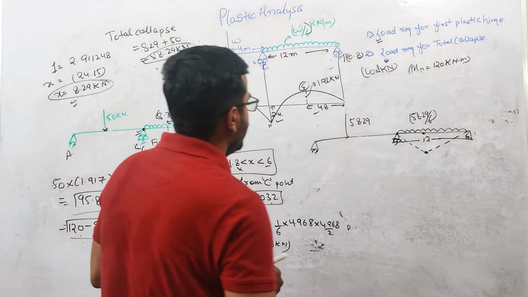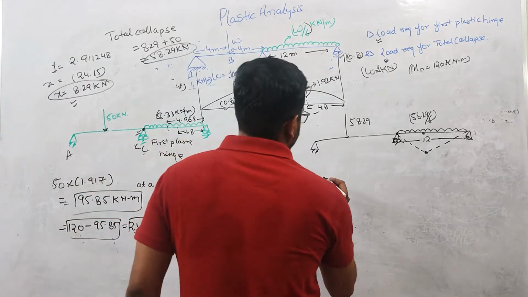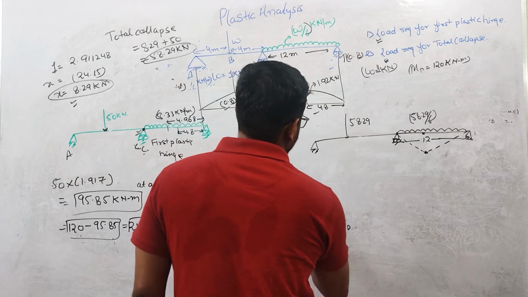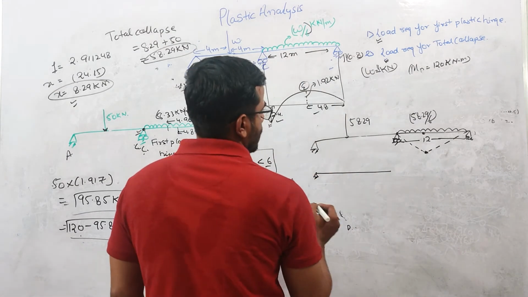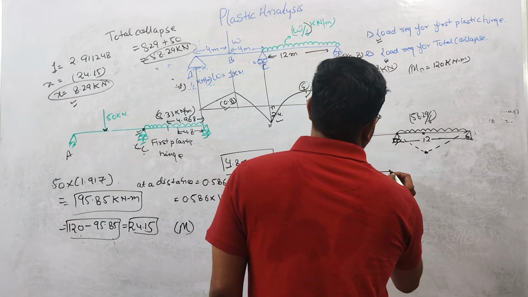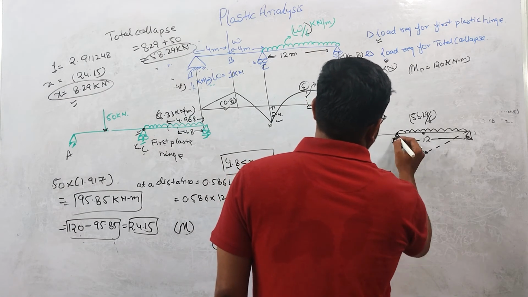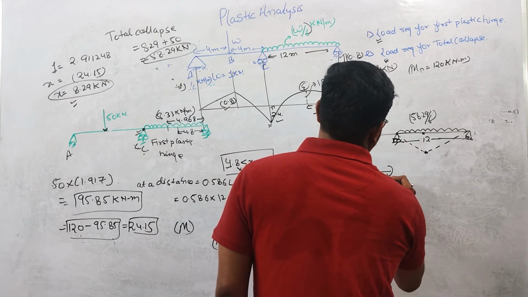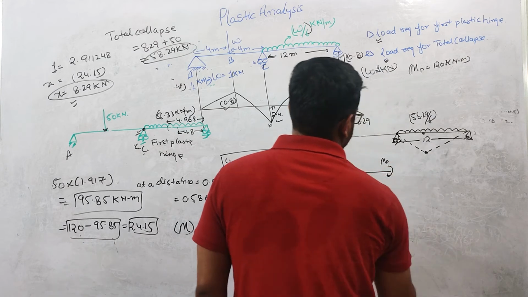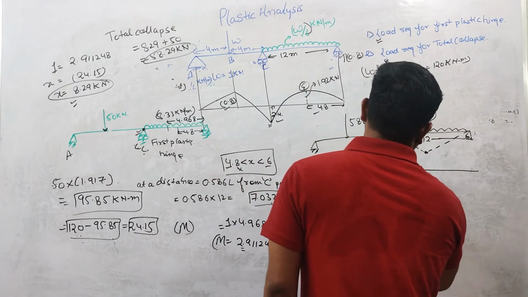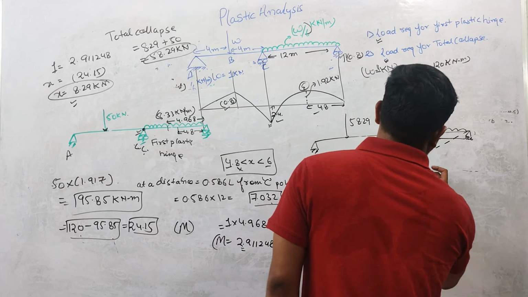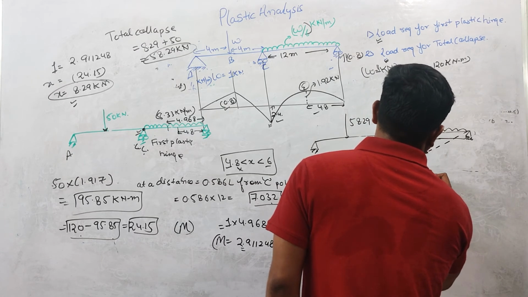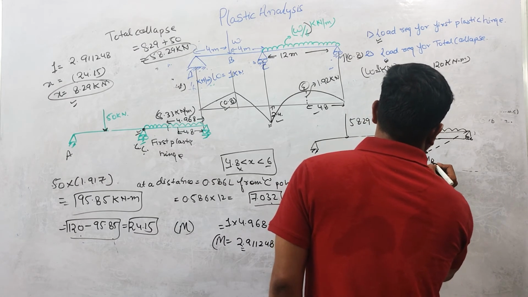Now, if you show how the moment is acting, it will look like this. At this portion, this is anti-clockwise, so here it is clockwise, MP. This is anti-clockwise, MP. Again MP.